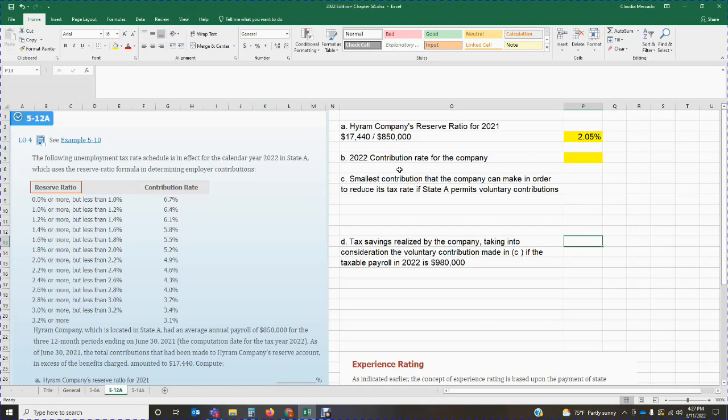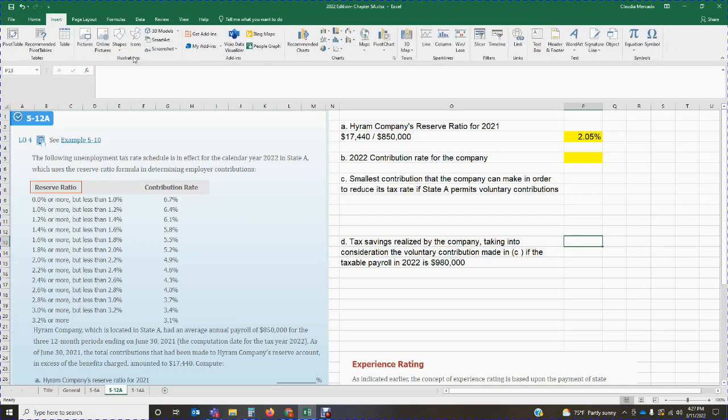Requirement B, we have to figure out the 2022 contribution rate for the company. Okay, now in order for us to be able to do this, we have to first calculate A. What we're going to do is locate this rate, which is 2.05, in the tiers. Okay, so that falls between right here.